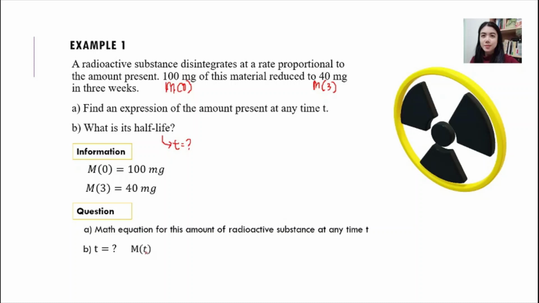The mass at time t will be half of the initial. Your initial is actually 100 milligrams. So just substitute here: 1/2 multiplied by 100 milligrams. This actually gives you 50 milligrams.